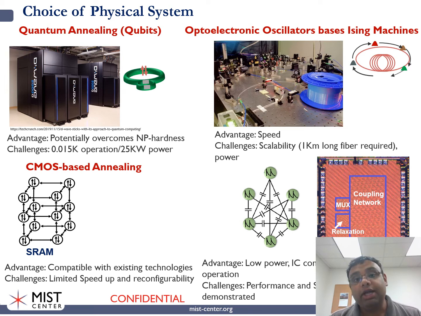Optoelectronic oscillators, on the other hand, have the advantage of speed, but scalability is a big issue, because it requires a 1 kilometer long optical fiber that only gets larger as the size of the problem increases. And so, solving really large problems with that is going to be challenging. With the CMOS-based annealing, the advantage is it's compatible with existing process technologies, but the speed up and reconfigurability of the system is rather limited.